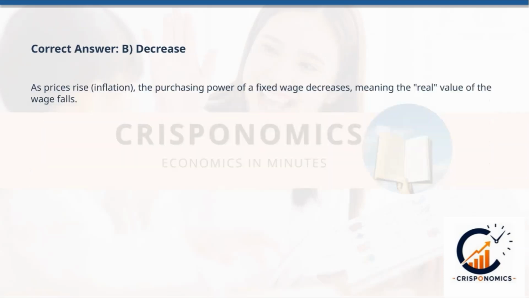When prices go up, which we call inflation, the value of a fixed wage doesn't keep pace. Simply put, your money doesn't stretch as far as it used to. So even if your paycheck stays the same, what you can actually buy with it goes down. This means the real value of your wage decreases. It's worth less in terms of what it can buy. That's the key idea here.